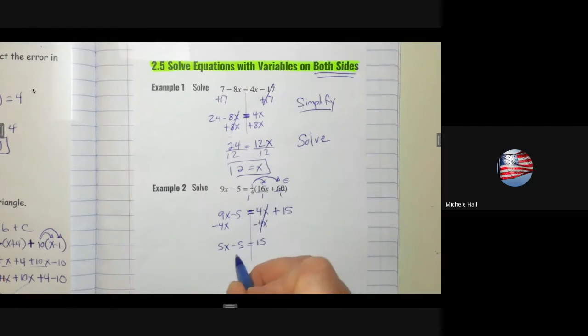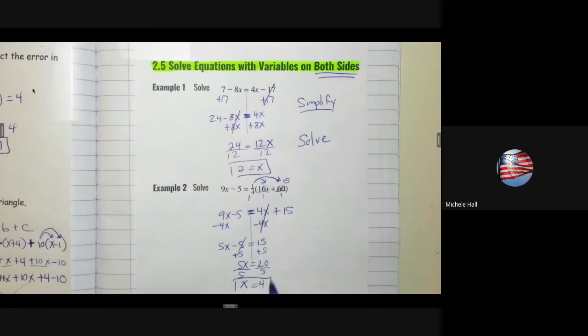I start by undoing subtraction first by using the opposite of negative 5, which is positive 5. 5x equals 20, and now dividing by 5. The opposite of multiplying by 5 would be to divide by 5. And we get that x equals 4.